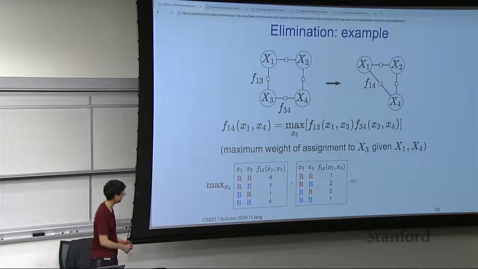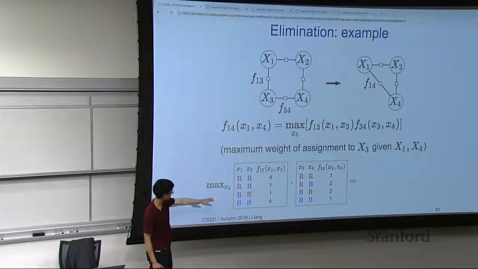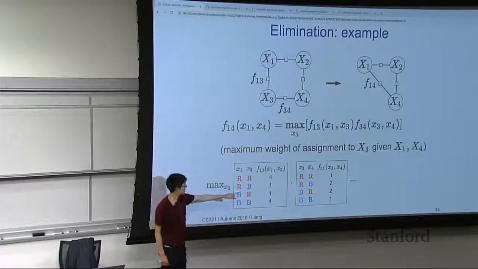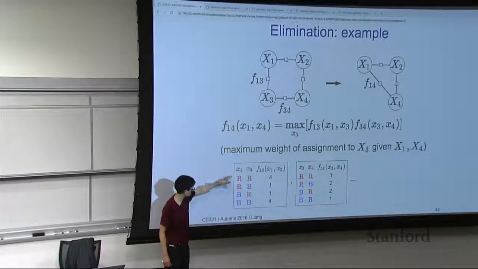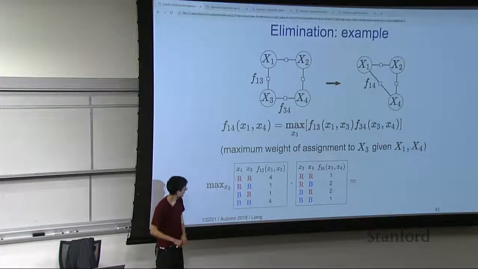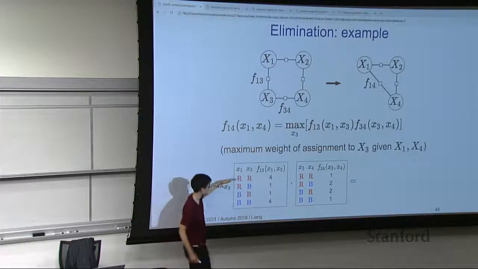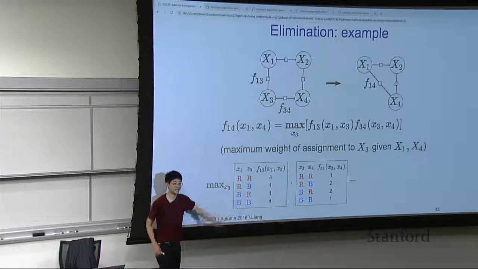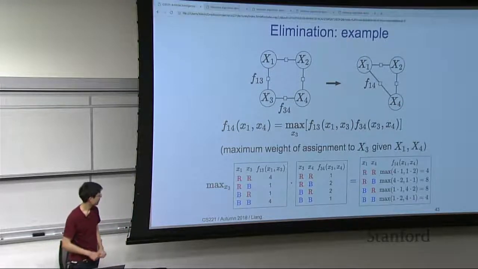OK. And this is how the process actually works out in sort of concrete numbers. So these were the two original factors that were connected to x3. And they took in these values for x1 and x3. And we got these scores. So what we'll do is we'll take the product along each row to get new numbers, which look like this.